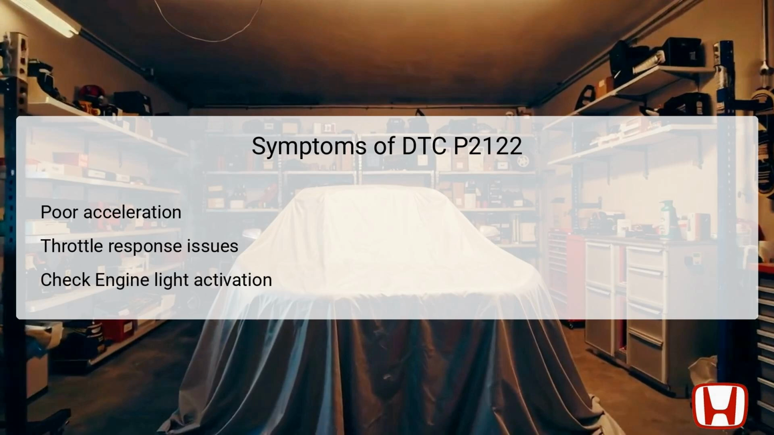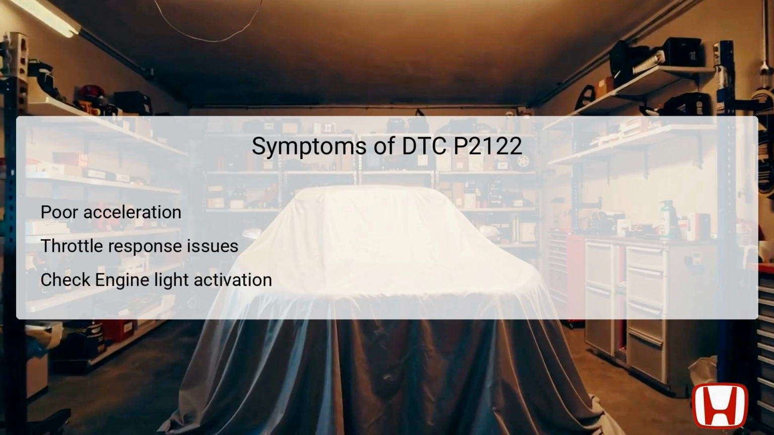When DTC P2122 is active, drivers may notice several symptoms affecting vehicle performance. One prevalent symptom is poor acceleration. The vehicle may respond sluggishly or fail to reach desired speeds. Additionally, abnormal throttle response can occur, making it difficult for the driver to modulate speed effectively.